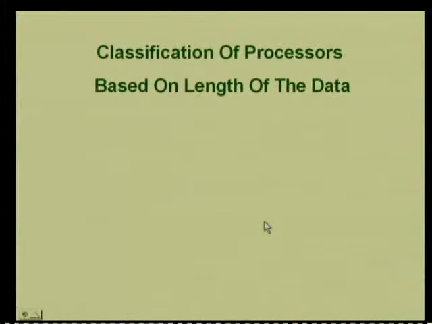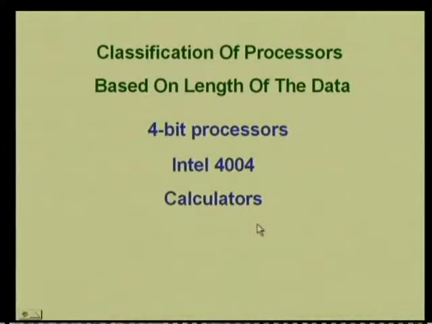Now let us see the classification of microprocessors based on word length. What is meant by word length? Word length is nothing but the number of data bits that a processor can process at a time. Initially, in the 1970s, Intel introduced a 4-bit processor, the 4004, used in calculators.